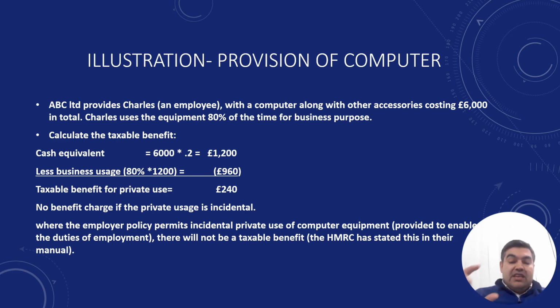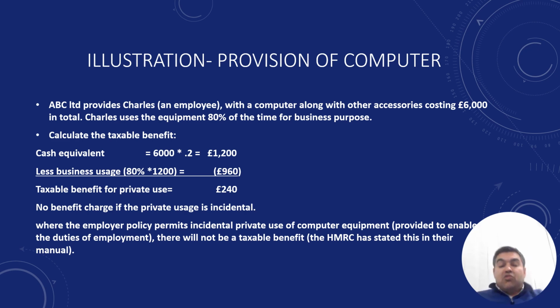So once again, transfer of assets results in a taxable benefit if there is private usage. So be careful, just read the question. If it's related to the car, different rules. If it's related to other equipment, there's a different mechanism. So you need to go through the slides. If you have any question, please drop me comments.